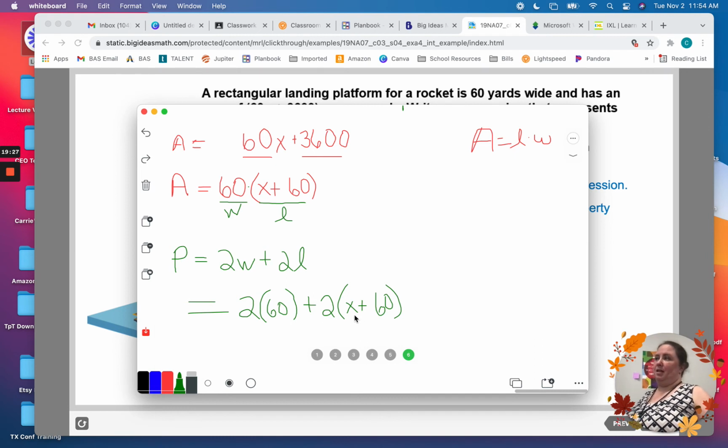60x would be 60 times x, right? Whereas x plus 60 is addition. So you gotta hear the difference. All right, can I simplify this mess? Yes. What is 2 times 60? 120. Plus 120. 2x plus 120.